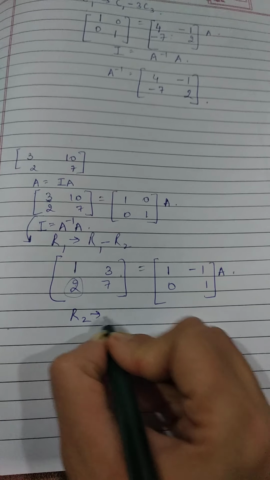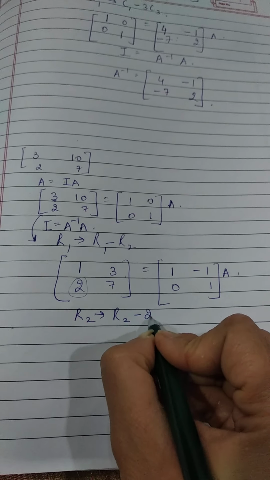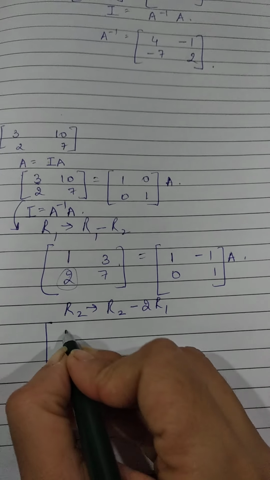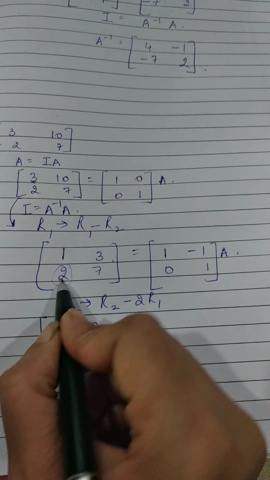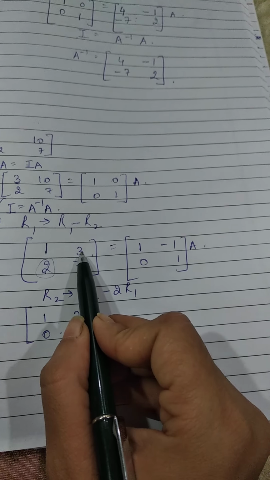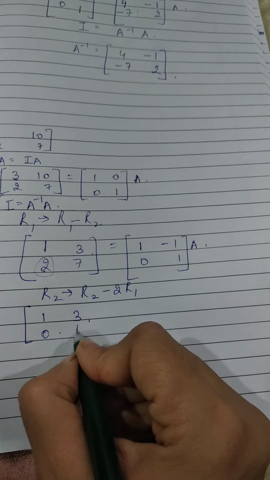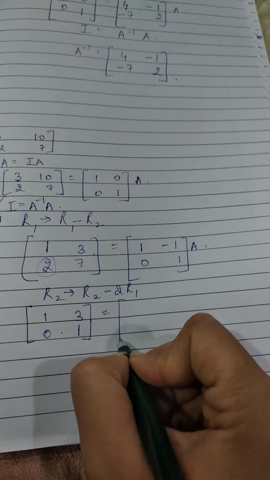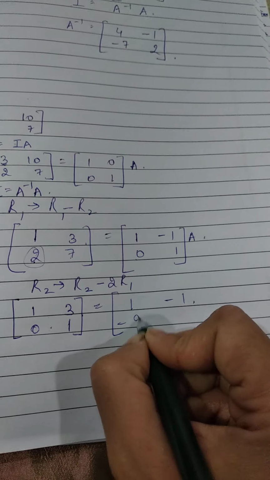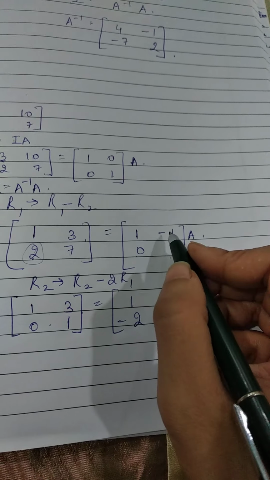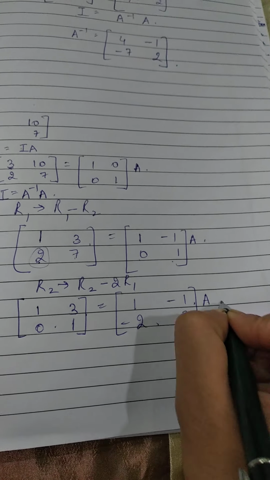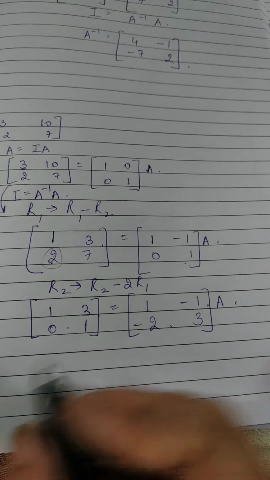That is R2 is R2 minus 2R1. Right? So it will be 1 and 3 as it is. This minus 2 will become 0. And this minus 2R1, that is 7 minus 6, will become 1. So that's 1 and minus 1. 0 minus 2 is minus 2, 1 plus 2 will become 3. And this is A. Right?